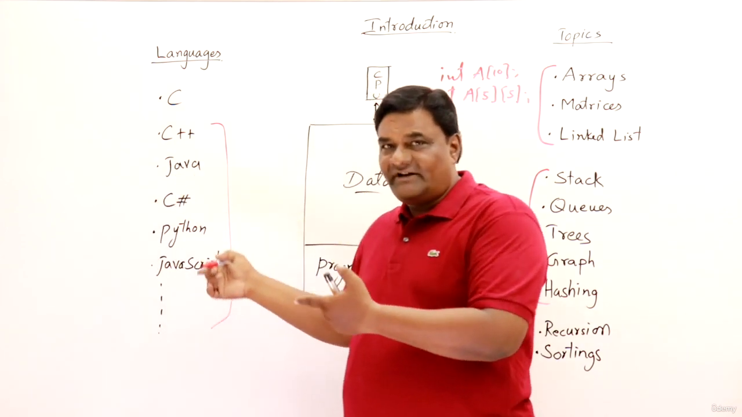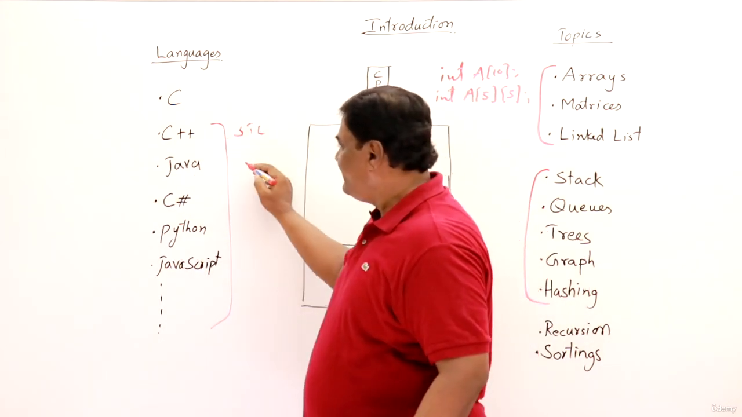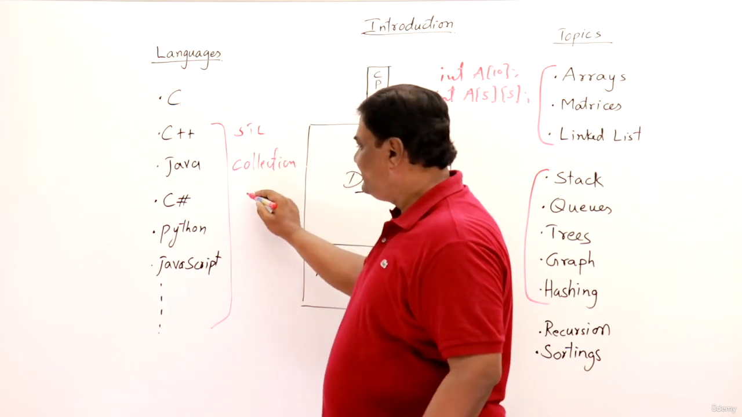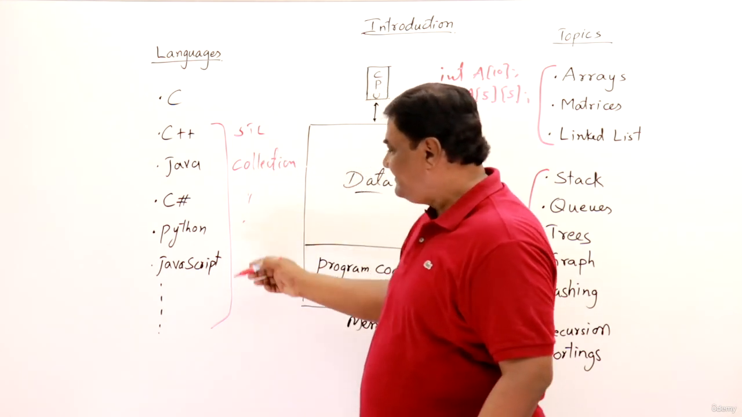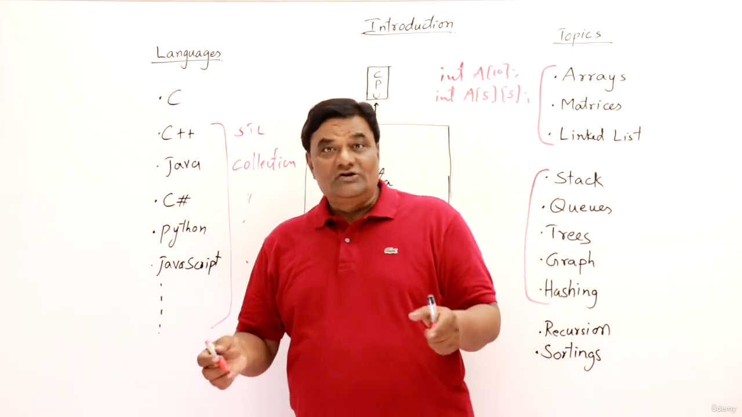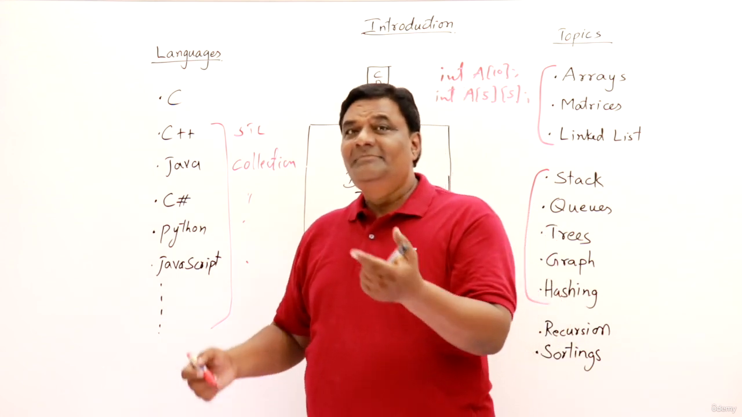All these languages provide built-in data structures. Like in C++, there are STLs, and in Java, there are collection classes, right? In C# also collection classes are there. In Python also containers are there. And in JavaScript also collections are there, or DOM objects are also there in JavaScript. So languages have built-in data structures.